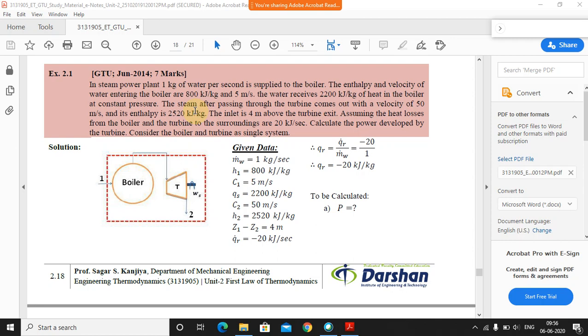Then the next thing is the water receives 2200 kilojoule per kg of heat in the boiler at constant pressure. So that is the Q supplied that is given. Just write down QS is equal to 2200.